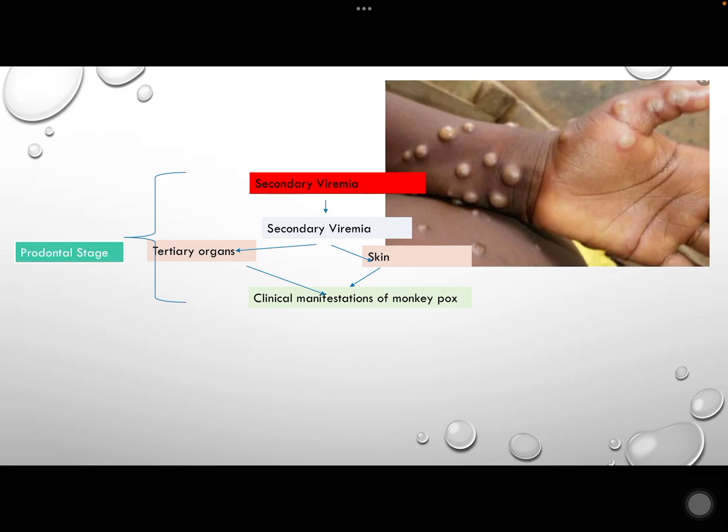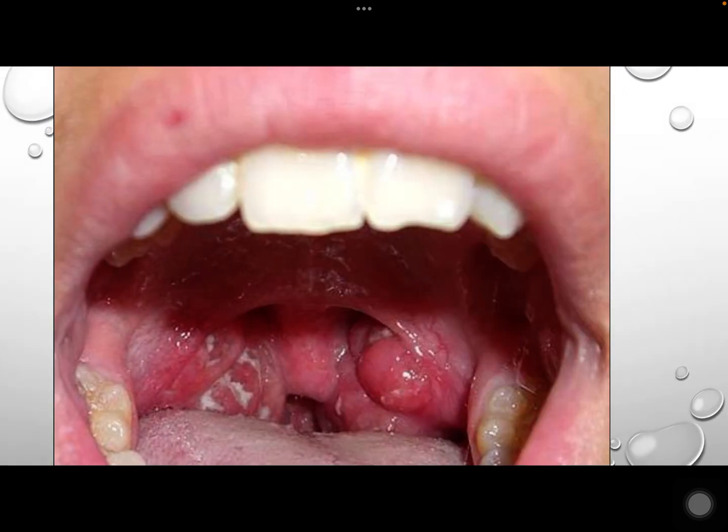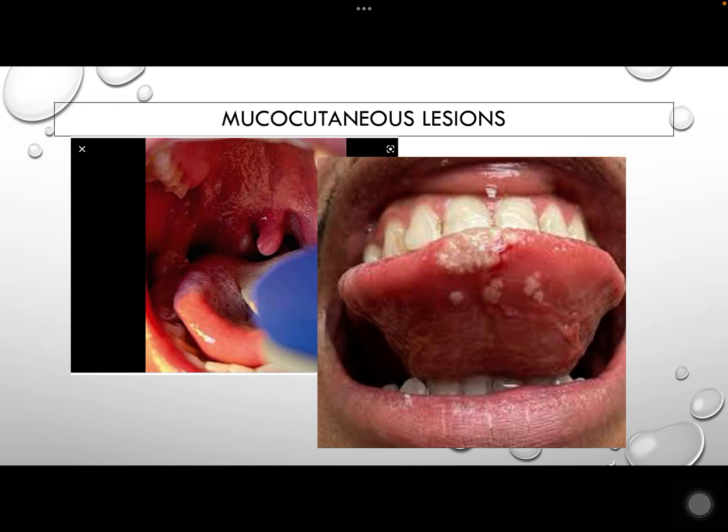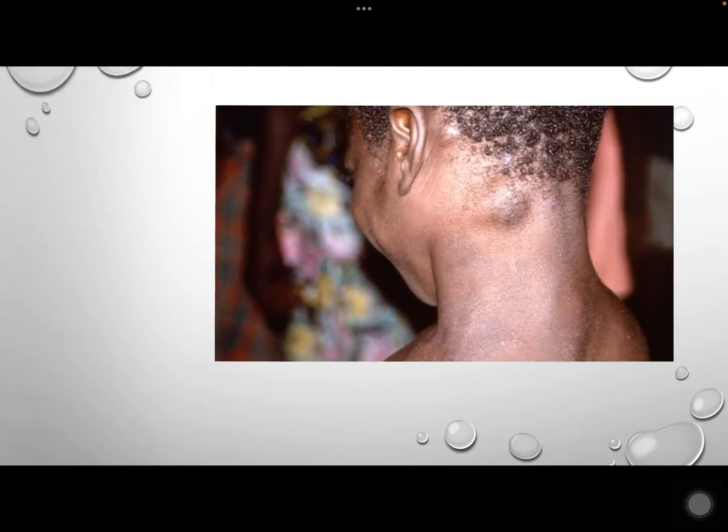The symptoms and clinical manifestation of monkeypox can be correlated to the prodromal stage. During prodromal stage, the secondary viremia occurs from the lymphoid organs to the skin and tertiary organs such as the lungs, eyes, gastrointestinal tract, etc. It is during prodromal stage that an individual is deemed to be the most infectious. This is largely due to the presence of symptoms such as mucocutaneous lesions and lymphadenopathy, among other non-specific symptoms.